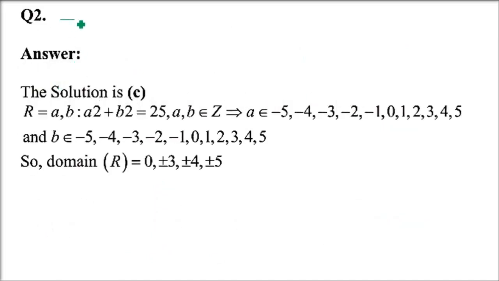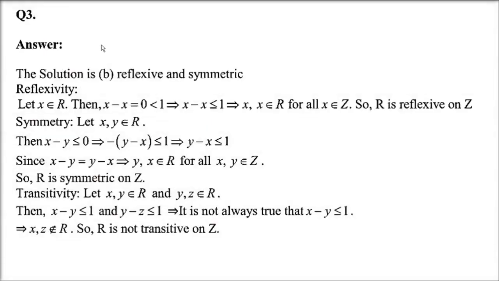If a relation R is defined on the set Z, Z is integers, as follows: A square plus B square equals 25. So the domain of R is. Now I just want to take you to VSAQ, very short answer questions. The first question of VSAQ is exactly similar to this one. So we have already discussed that, and you know how to do that, or otherwise you can refer to it.